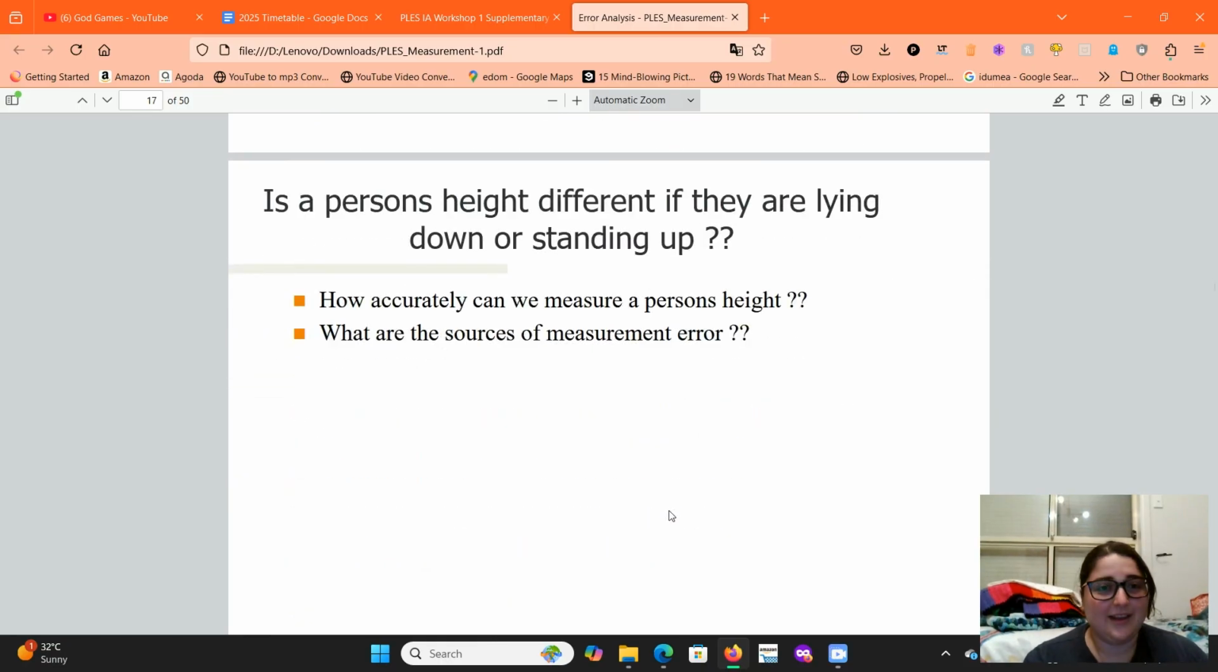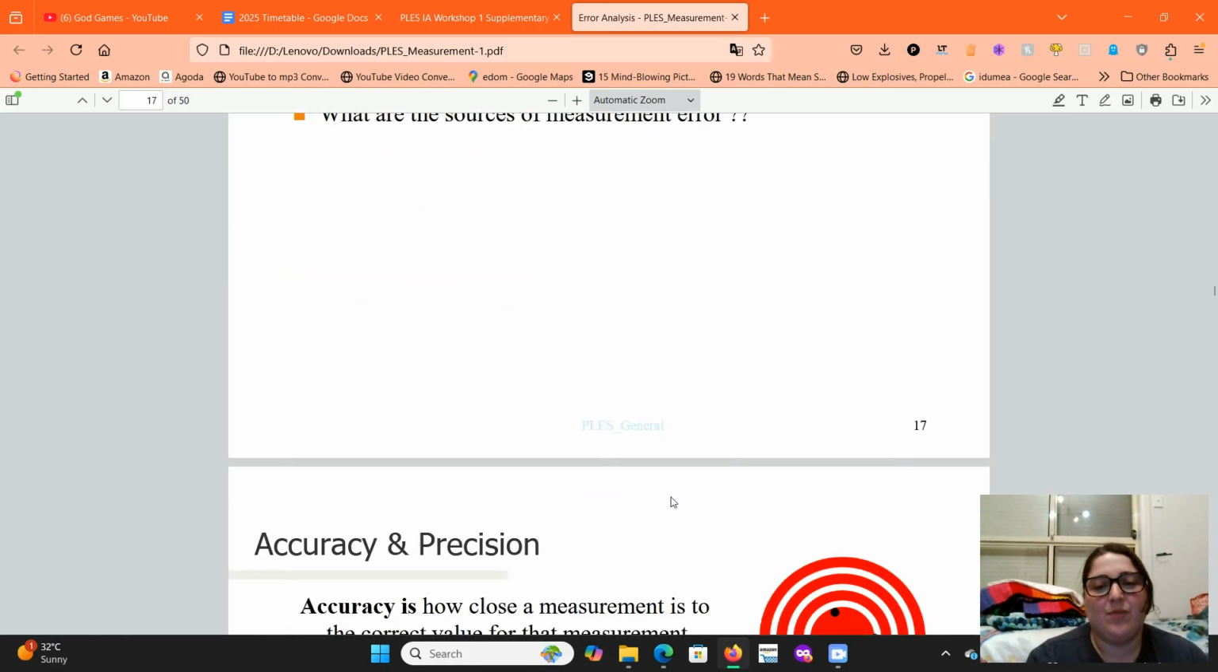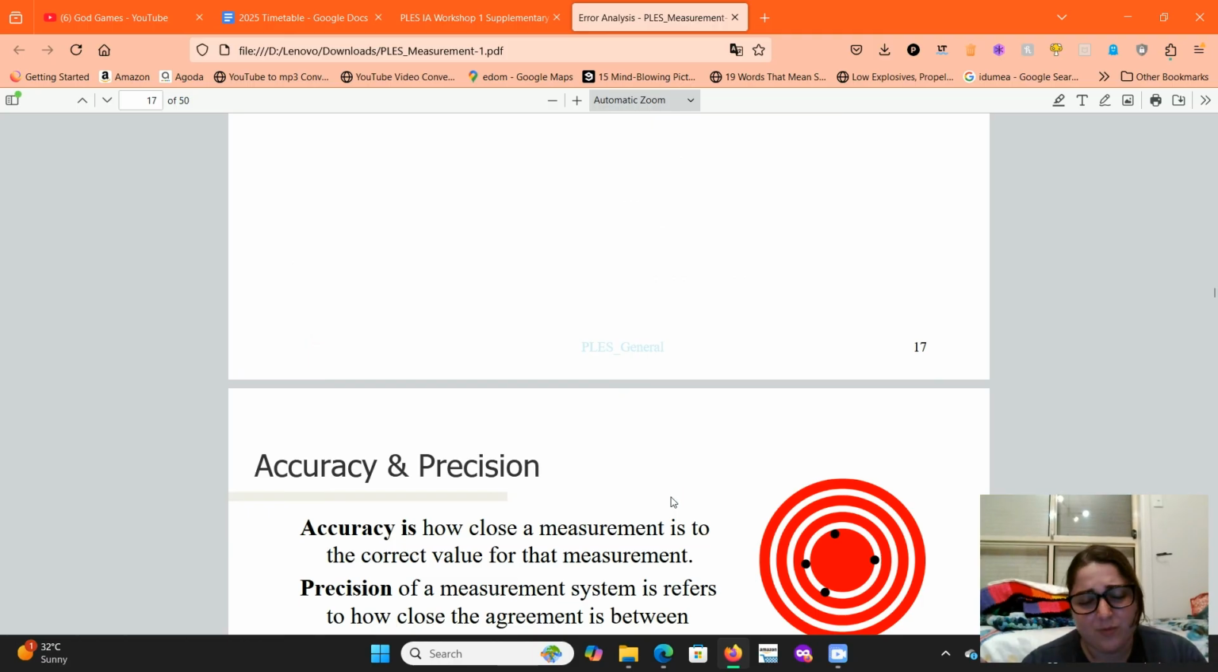So something to think about. Is a person's height different if they are lying down or standing up? How accurately can we measure a person's height? And what are the sources of measurement error? Errors are a big thing that pop up, especially when it comes to writing prac reports.